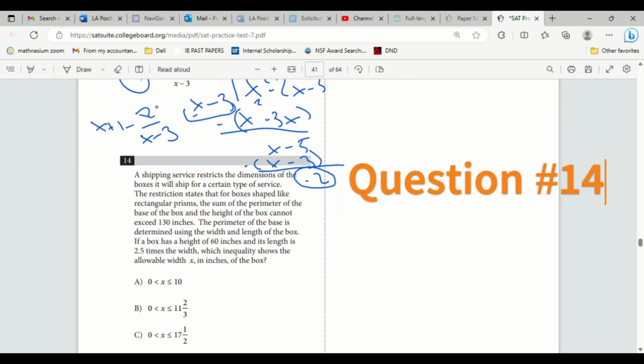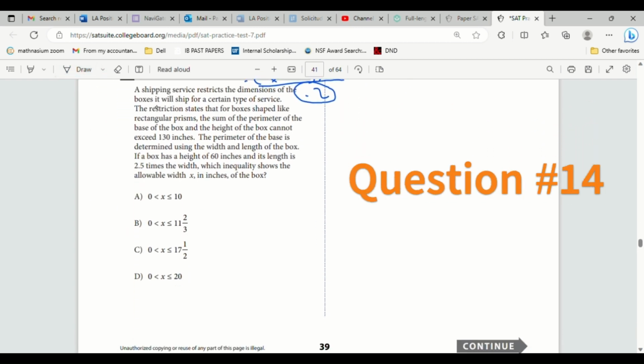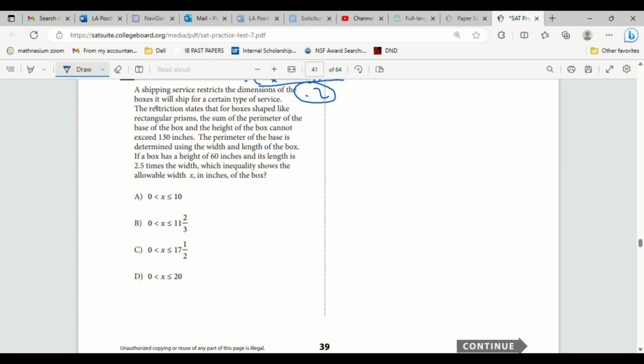Number 14, a shipping service restricts the dimensions of the boxes it will ship for a certain type of service. The restriction states that for boxes shaped like rectangular prisms, the sum of the perimeter of the base of the box and the height of the box cannot exceed 130 inches. The perimeter of the base is determined using the width and length of the box. If a box has a height of 60 inches and its length is 2.5 times the width, which inequality shows the allowable width x in inches of the box.